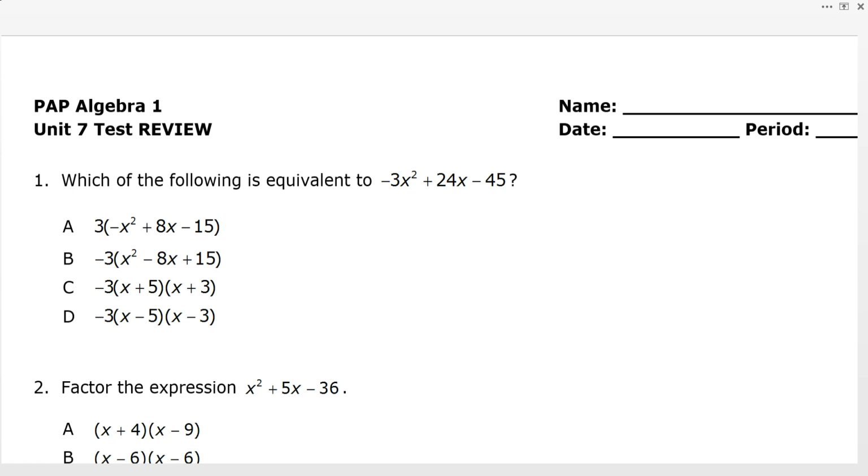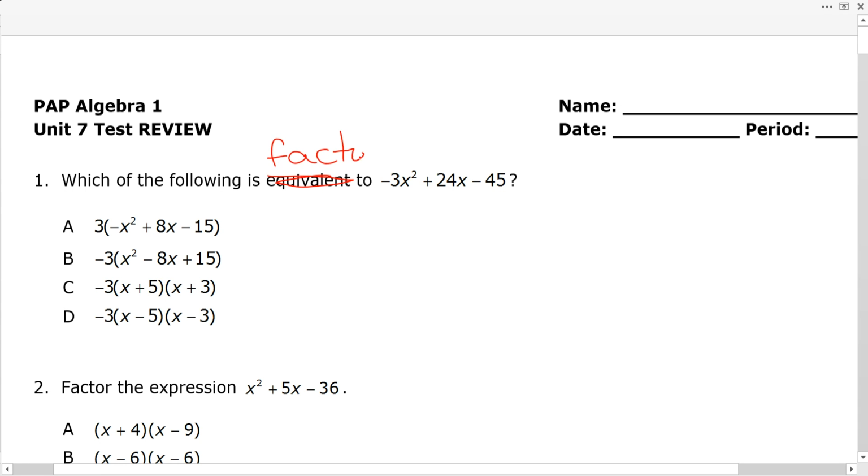Okay, so number one, first of all, we're factoring. We're not doing equivalent. So let's just go ahead and say, let's factor, because that's what we've been doing. Since we're never ever supposed to have a negative in the leading coefficient, I'm going to divide by -3, which if you notice, my answer choices all had 3. So I'm going to factor out a -3. I end up with x squared minus 8x plus 15. This is what I'm going to factor.